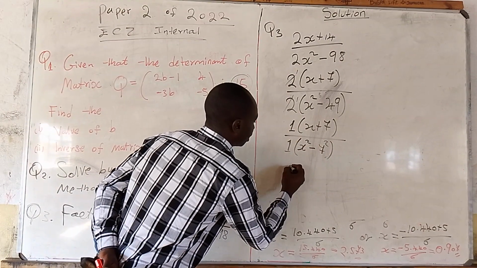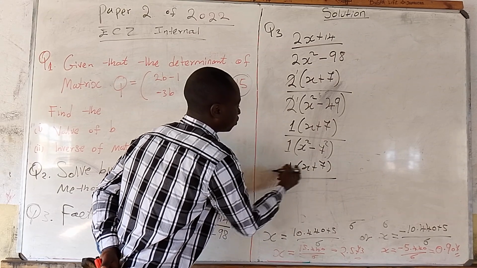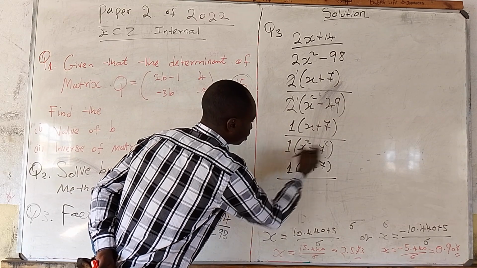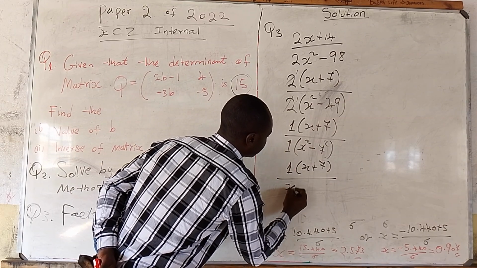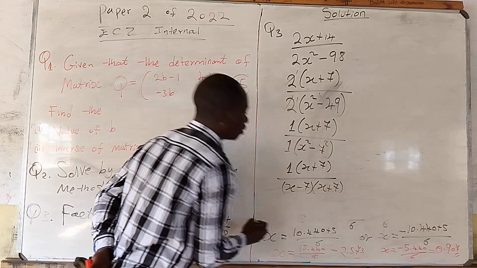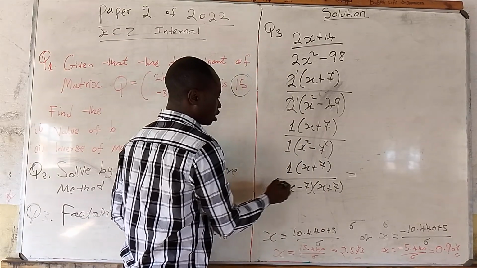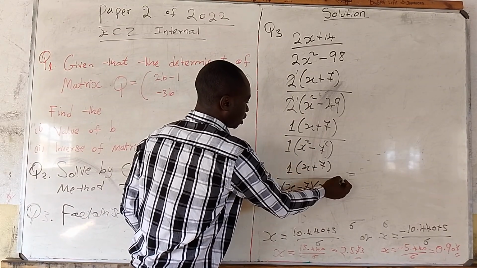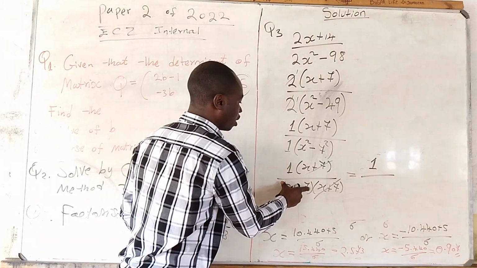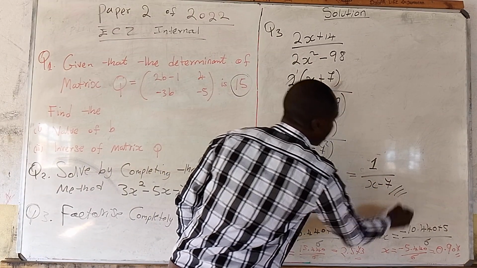Now we can write this as x plus 7, because when 1 is multiplied by this, it will give you x plus 7. The denominator simply gives us the same thing, which we can write as x minus 7 times x plus 7. Finally, you can see that x plus 7 and x plus 7 divide out, and we remain with 1 on top over 1 multiplied by x minus 7, which is x minus 7.